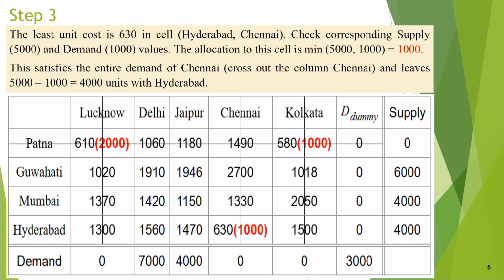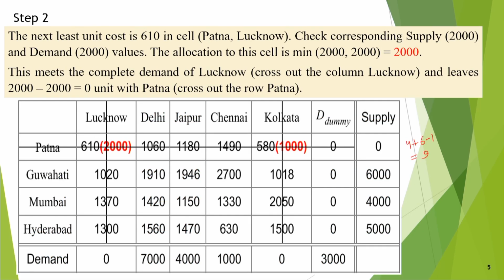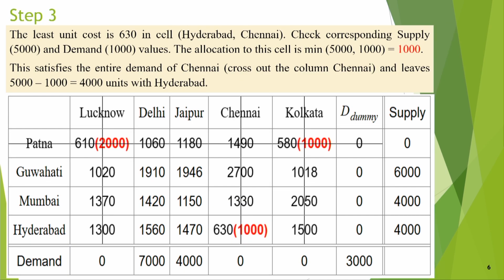And then the least unit cost is 630 in cell Hyderabad, Chennai. Check the corresponding supply and demand. Okay. Both were 1000, this one. So now the least is 630, and this is 1000. So I can supply 1000 here, but then this will remain as 4000. So I gave 1000 here, it remains 4000 and this is 0, and I simply strike the Chennai column.